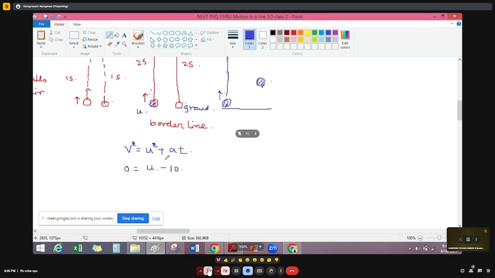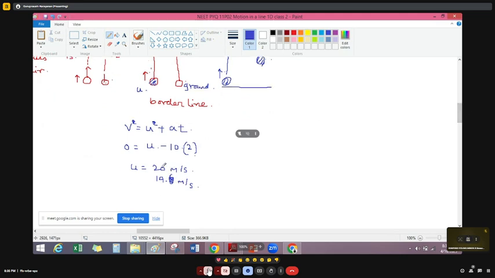Time taken, it will take 2 seconds to reach here. It means u is equal to 20 meter per second, or 19.8, right? If I take 9.8 into 2, it will be 19.6 meter per second, so very close to 20. Everyone following this?